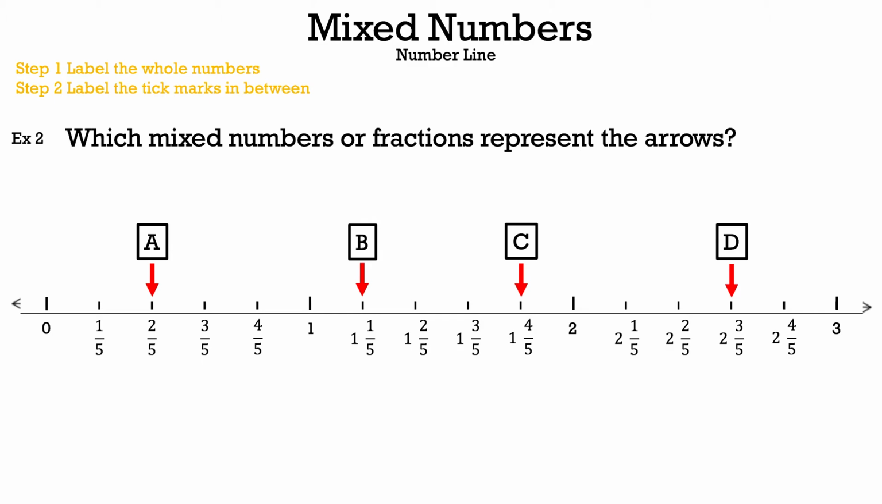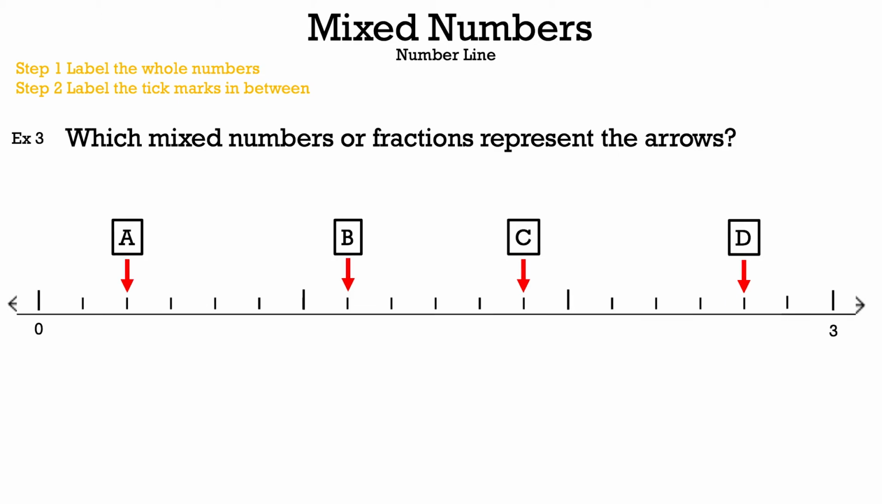This time we don't have to simplify because there's nothing to simplify. So now we can go ahead and write down the answers. A is equal to 2/5, B is equal to 1 1/5, C is equal to 1 4/5, and D is equal to 2 3/5. Now let's take a look at one more number line.